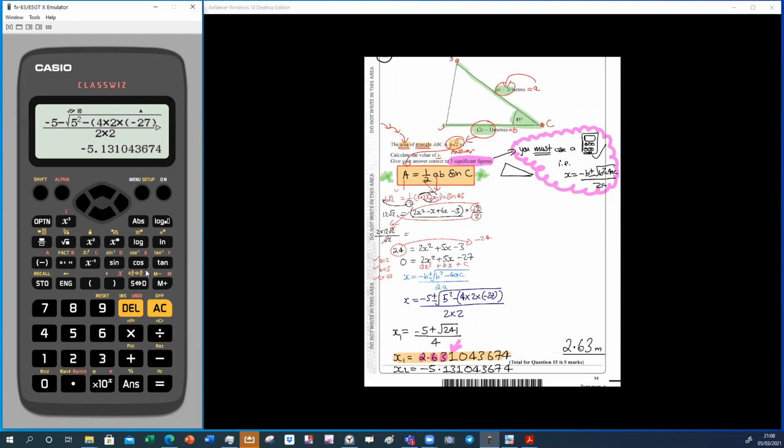So even though mathematically we get two solutions to the equation, one is relevant and one is irrelevant, one doesn't make any sense. So 2.63 is selected on purpose. We do not put minus 5.13. We do not put that down. That will crash the question. Don't put the second answer down. The second answer is just for our information, but it is not the answer that we submit to the examiner. And that question was done beautifully.